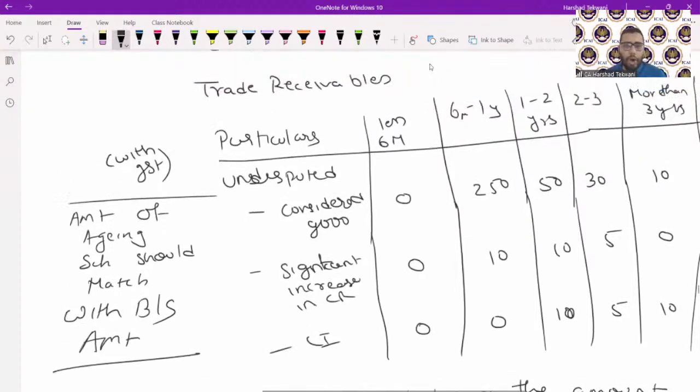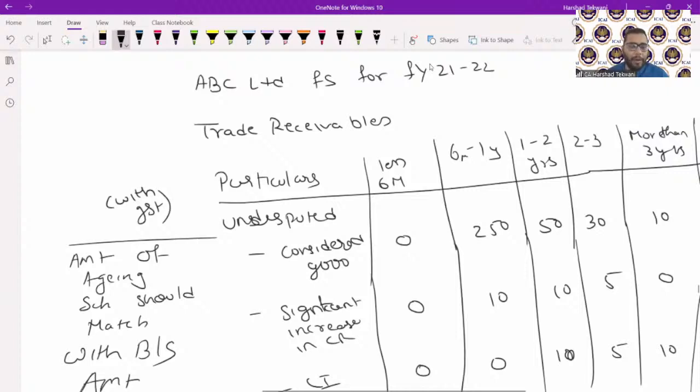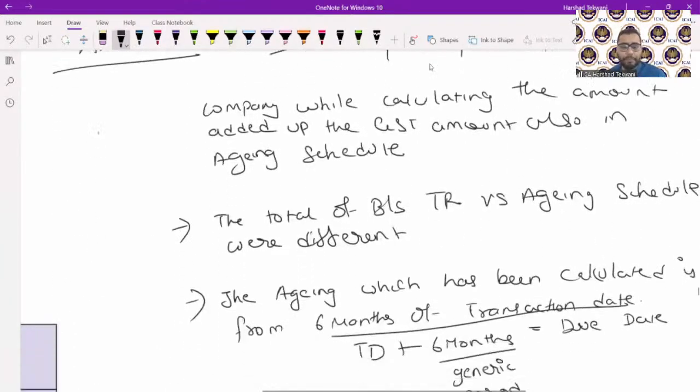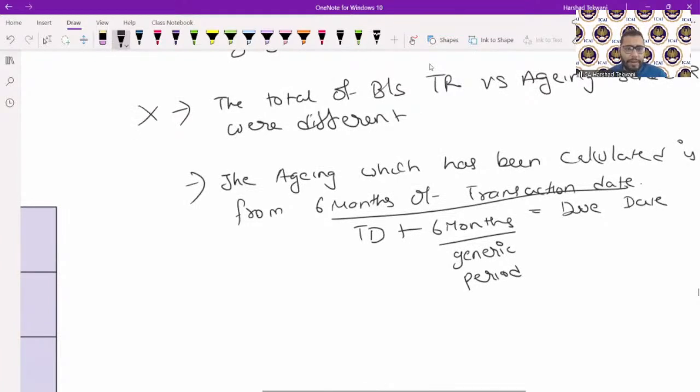And also, you do not include GST, because you take a credit of that. So you do not include that particular amount of GST for which you already take a credit. You do not disclose it as a part of trade receivable. If the credit is available, then you don't disclose it as a part of trade receivable, unless there is no credit available. But when the credit is available, it does not become part of your trade receivable. So this is incorrect. Number two, the generic period for the calculation of due date is incorrect.